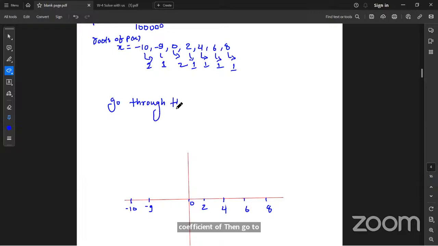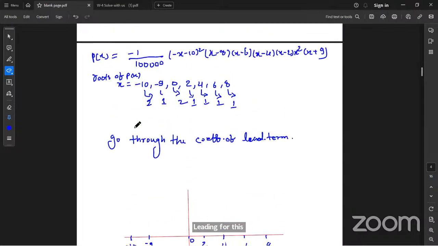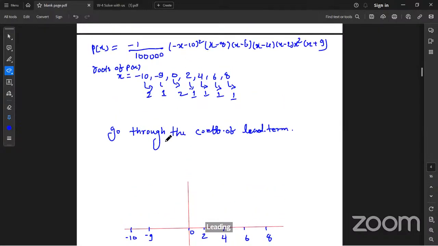Go through the leading coefficient, the highest degree coefficient. The leading term. What you have to see in the leading term is whether it is positive or negative. Negative, sir. Okay. And here you can see the degree of the polynomial is odd, and this minus is there, right?